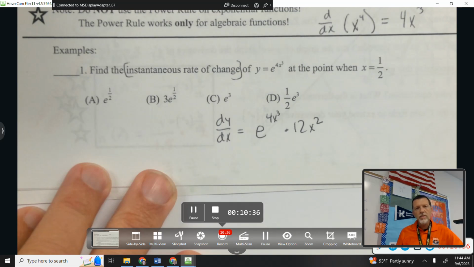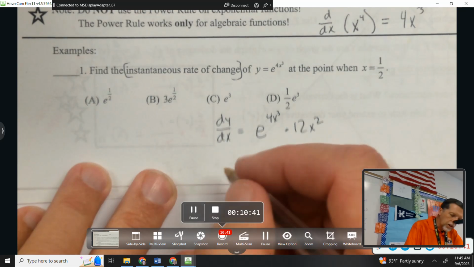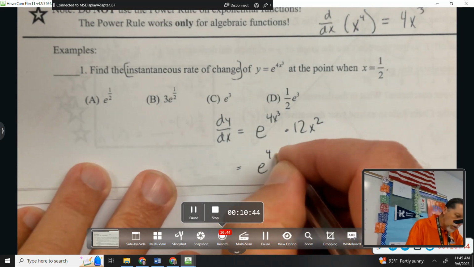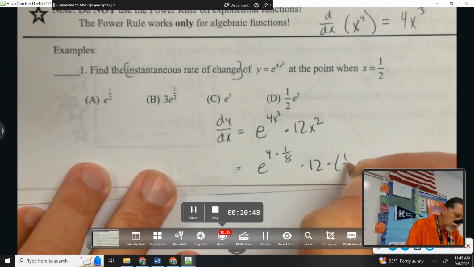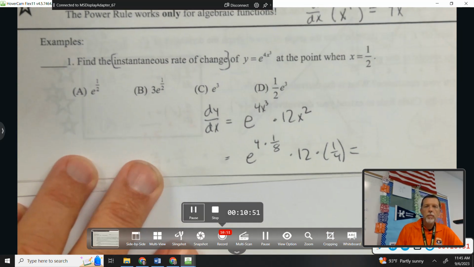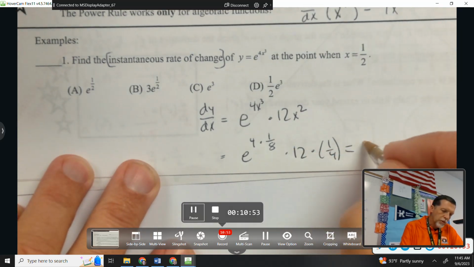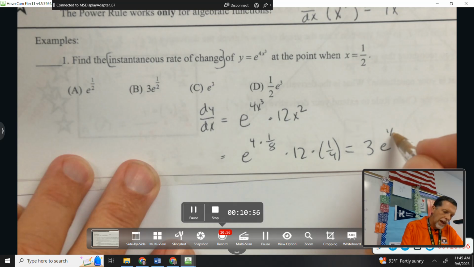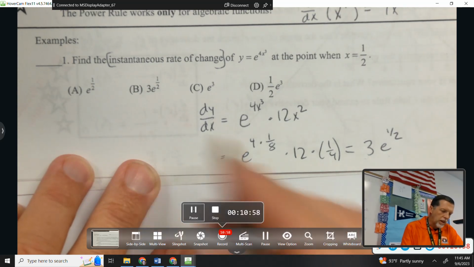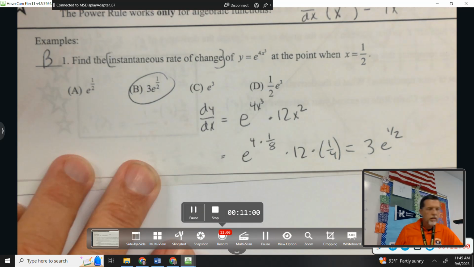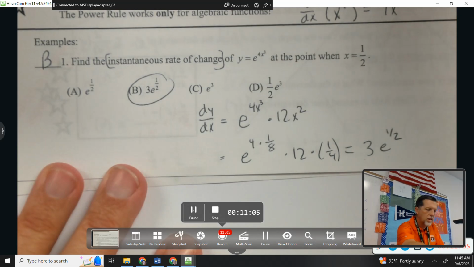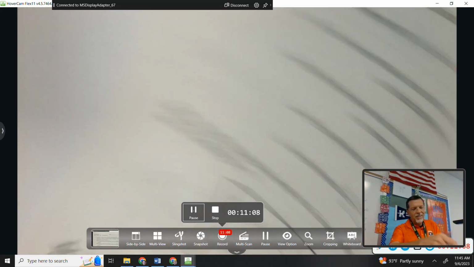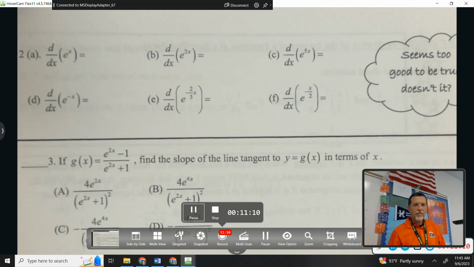Why doesn't that look like any of my answer choices? Yeah, I got to plug in 1/2. So e to the 4 times 1/8 times 12 times 1/4. So let's see, 12/4 would be 3, and 4/8 would be 1/2. So 3 e to the 1/2. Again, the new rule today is easy. It's just all the stuff before it and after it.